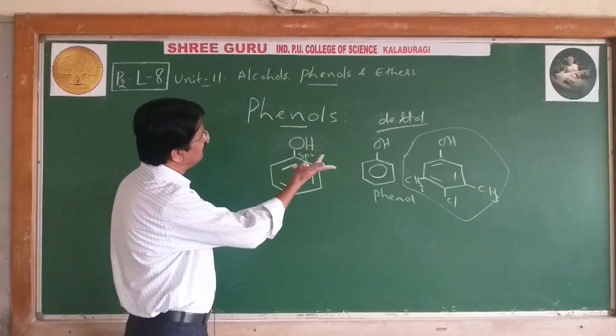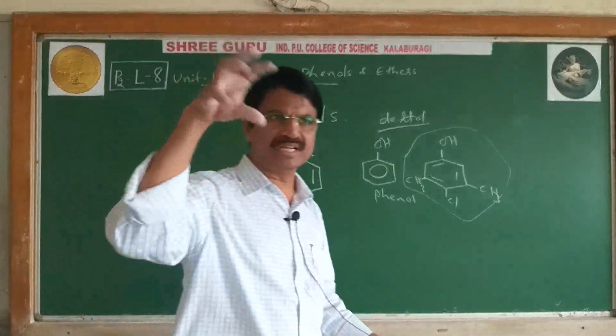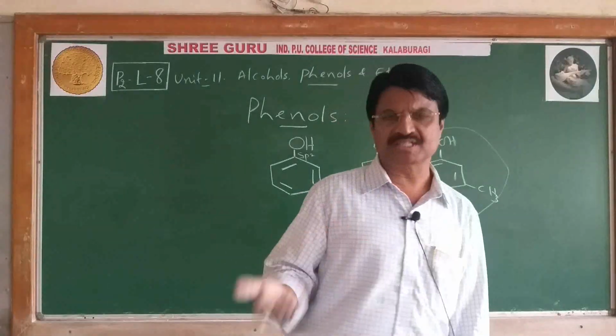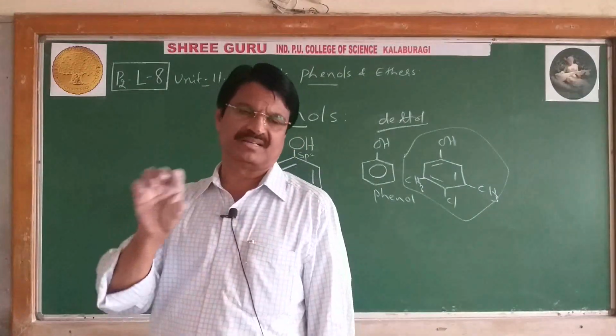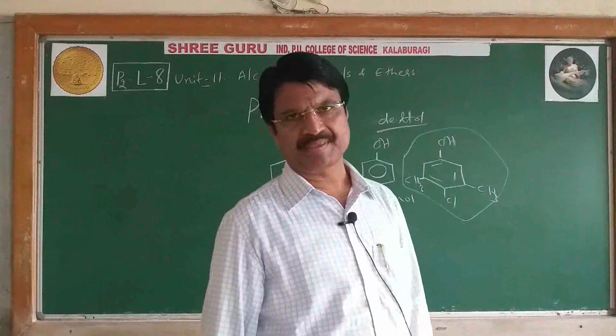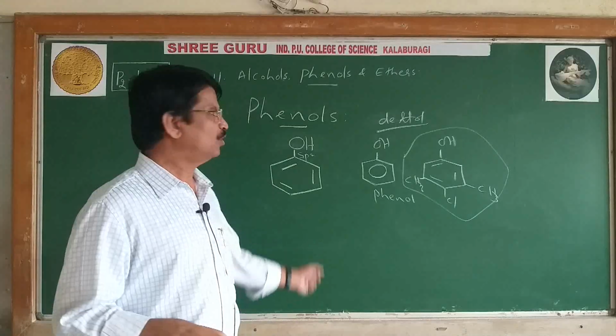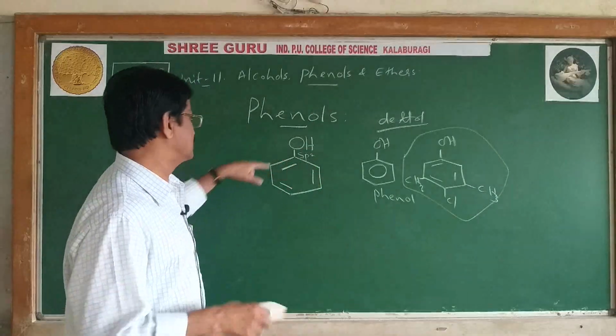Then how to classify phenols? Based on the number of OH groups linked with the benzene ring, we can classify phenol into three types: monohydric phenol, dihydric phenol, and trihydric phenol. And with structures and formulas, common names and IUPAC names, all we can discuss in classification.